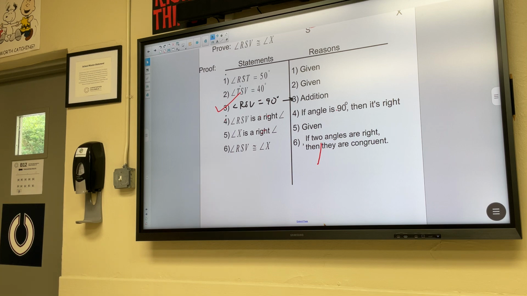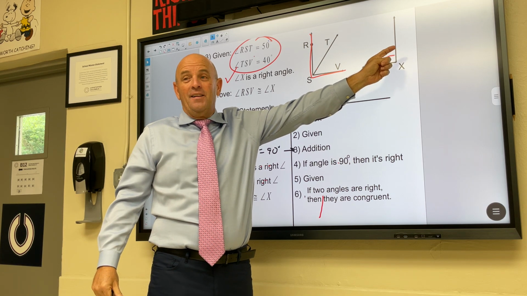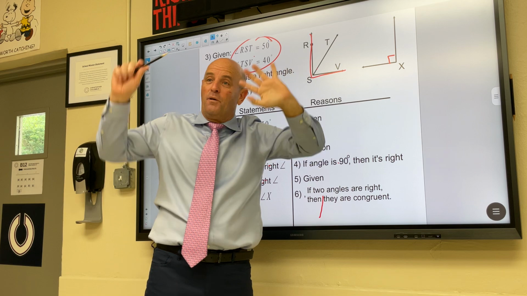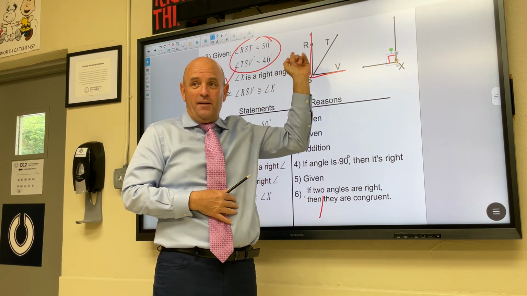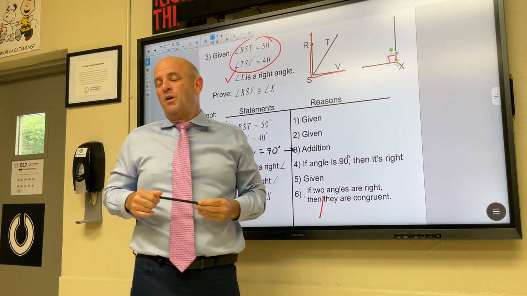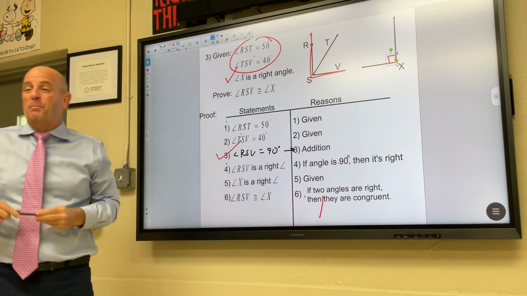Okay, take it back. If they would have said that's 90, then I wouldn't have proved them right. I would have said that's 90, then that's 90, then they're equal, therefore they're congruent. But they said that's already right, so now I just have to prove that's right. It's a similar process. You're not thinking badly. It depends what they give you.